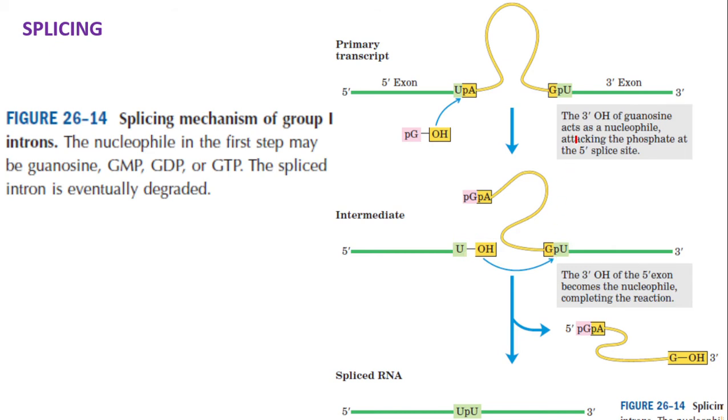You see, the 3'OH of guanosine acts as a nucleophile attacking the phosphate at the 5' splice site. So there is an attack like this, and the intron is removed from there. The 3'OH of the 5' exon becomes a nucleophile, and the reaction is completed. In this way, through the formation of an intermediate, the introns are removed. Now we have the spliced RNA. Remember, the spliced RNA is much shorter than the primary RNA transcript.